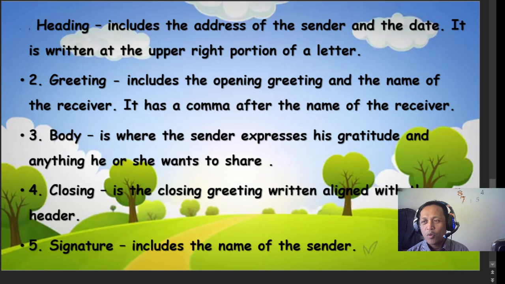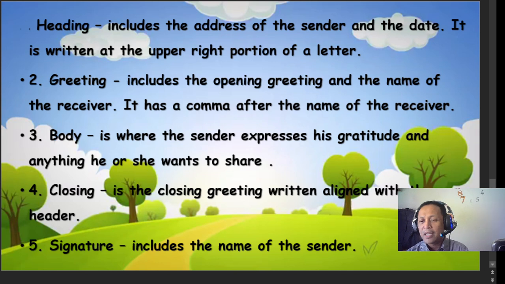Now, the heading is written at the upper right portion of the letter, on the upper right corner. Following that, on the next line, written on the left side, is the greeting. The greeting includes the opening greeting and the name of the receiver. For example, dear Carlo or dear Michael, or dear John. There is a comma after the name of the receiver.